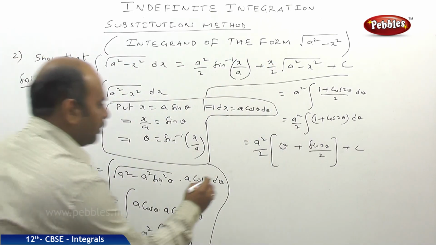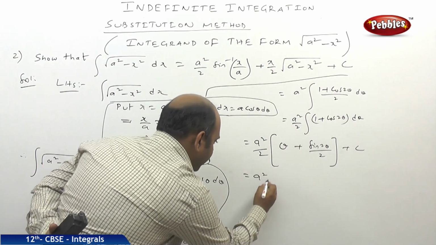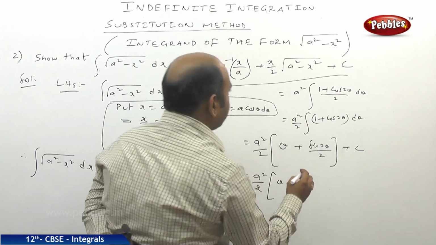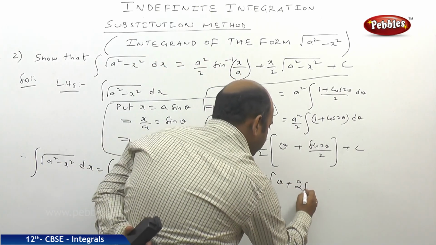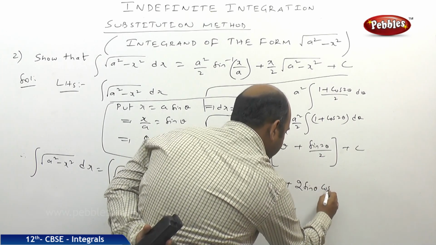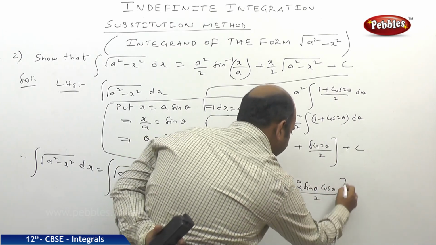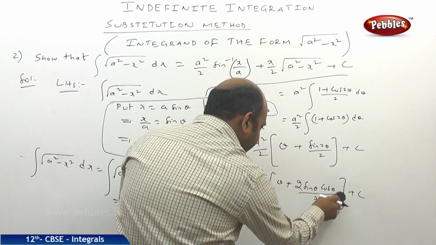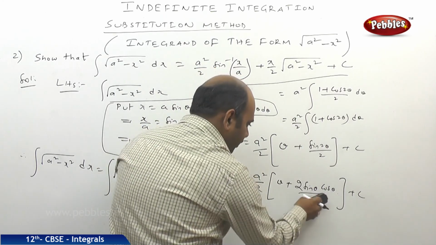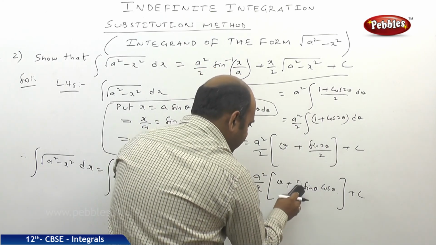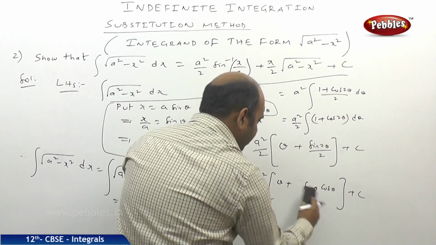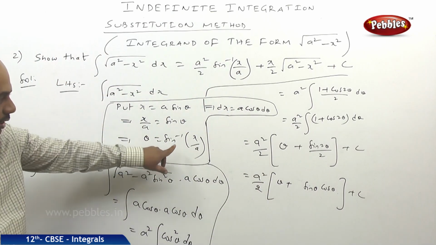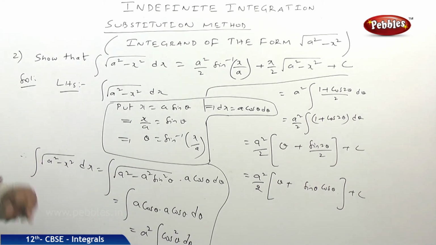Now again what I'll be doing? A square by 2 theta, and sin 2 theta I can write as 2 sin theta cos theta by 2 plus c. Now 2 will be getting cancelled. So I want to avoid this particular step, and directly I'll be writing it as theta plus sin theta cos theta. But theta is nothing but sin inverse of x by a.